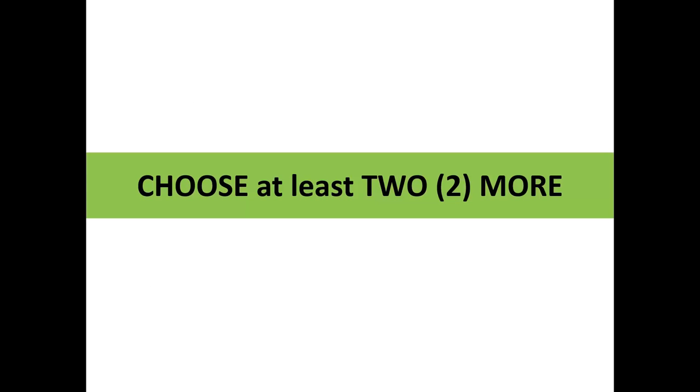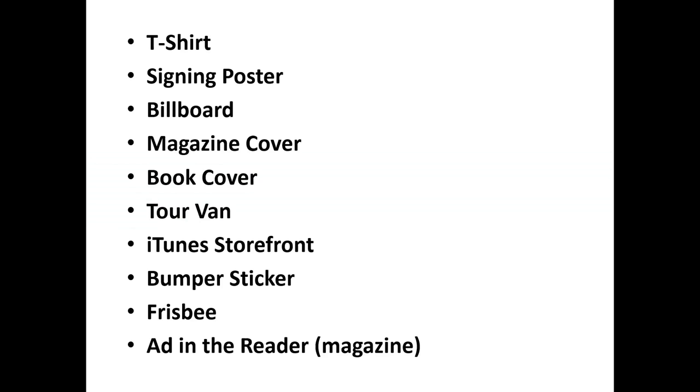And then for these other pieces, you're going to choose at least 2 of these. You can do more if there's certain ones you really want to do. I'm perfectly fine with you doing more than the minimum. But with this, you're going to choose from this selection of 2 other things. Maybe you decide to do the t-shirt, or you do the signing poster, or the magazine cover, or the book cover. Any one of these is acceptable. You're going to choose at least 2. You can do more, like I said, but at least 2 of those.